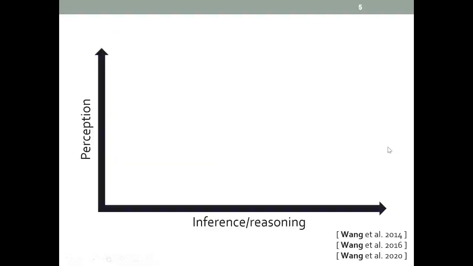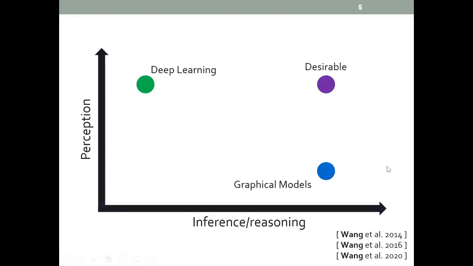So if we plot it in a figure, we can see that deep learning is good at perception tasks and graphical models are good at inference and reasoning tasks. However, in the real world, these two classes of tasks often entangle with each other. For example, you cannot accurately reason about the relation between two articles unless you can fully understand them. So naturally, what we desire is to combine the power of deep learning and graphical models into a single principled framework to get the best of both worlds. And we call this framework we developed Bayesian deep learning.